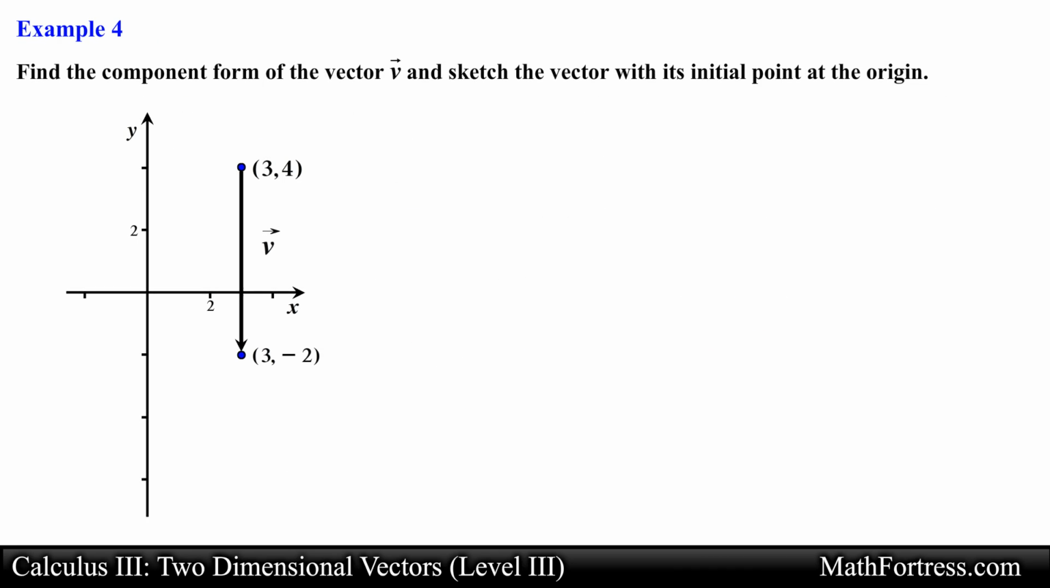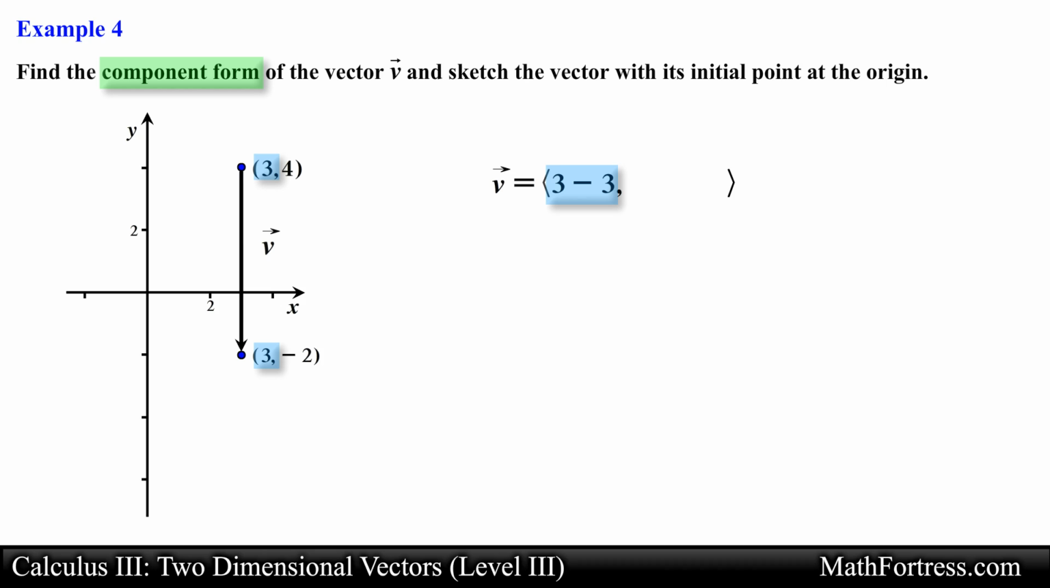Okay, let's try the next problem. Find the component form of the vector v and sketch the vector with its initial point at the origin. In this problem, we are provided with the graph of a vector, along with its initial point and terminal point. We are asked to find the components of this vector. Similar to the previous examples, all we need to do is take the coordinates of the terminal point and subtract the coordinates of the vector's initial point. Doing that, we have the following.